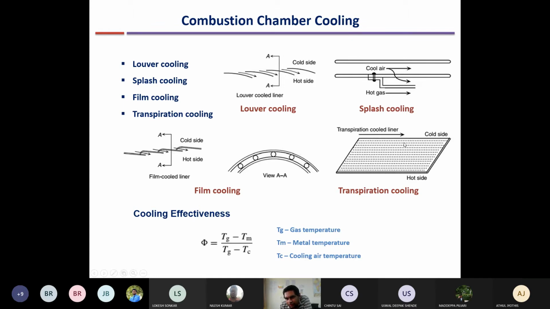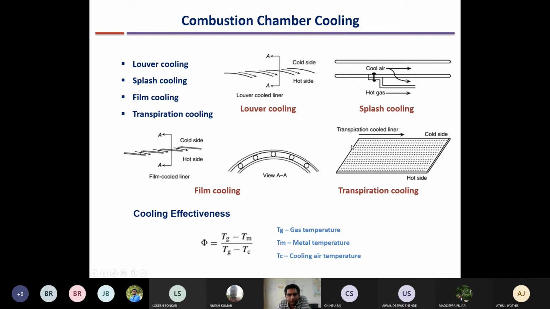So with much less air, you can generate a similar amount of cooling as compared to, say, splash cooling or film cooling. The amount of air required is much less for this cooling. This is known as transpiration cooling, and is based on a porous material, a porous liner, where the air slowly passes through the liner and goes outside.